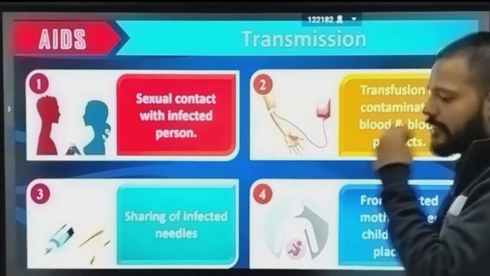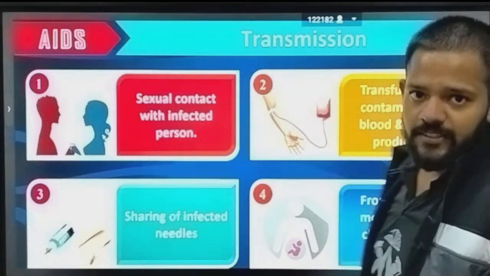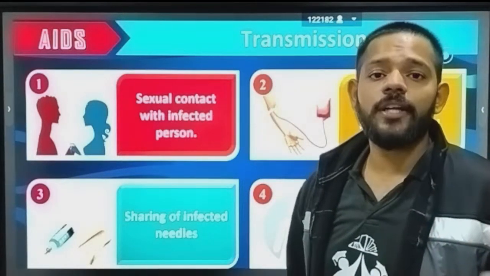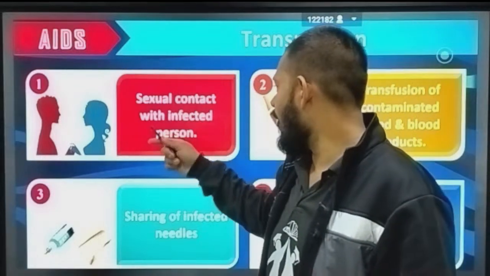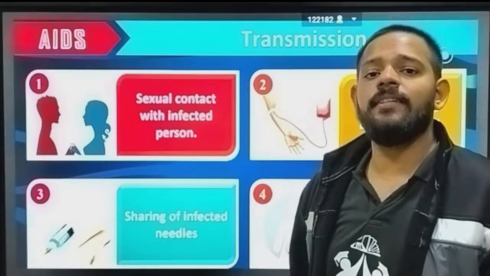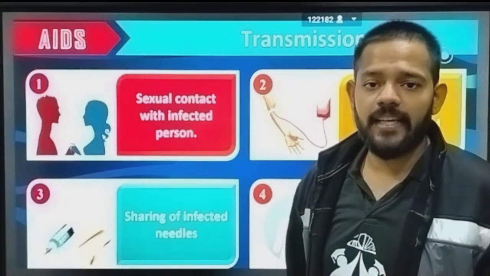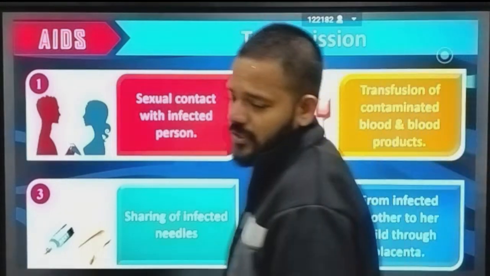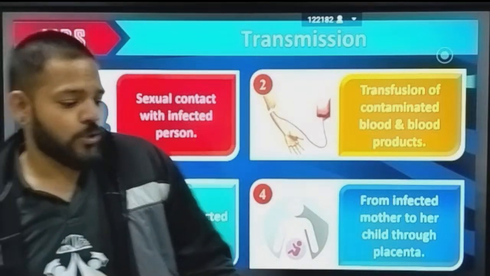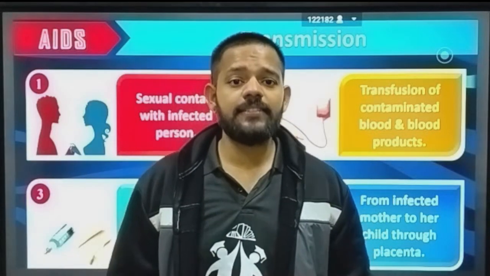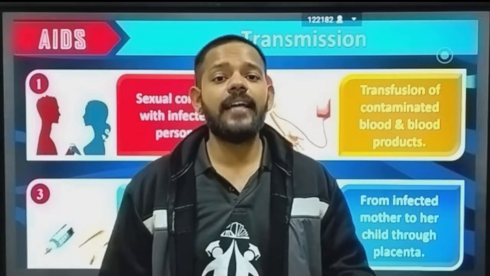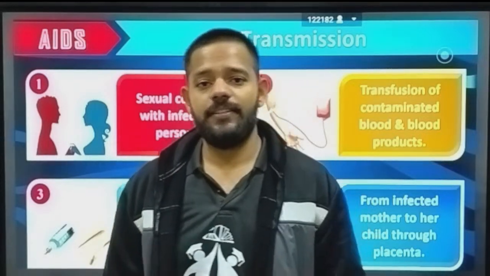So what are the transmission routes of AIDS? The first and the most important route is unprotected sex, that is, sexual contact with an infected person. Then the second one is transfusion of contaminated blood and blood products. It means that if you take the body fluids or blood of a person infected with AIDS, then you get infected with AIDS.